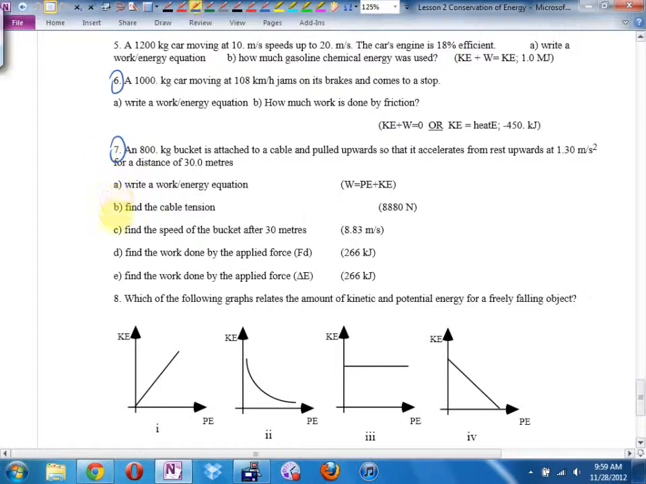Finding for number 7, the cable tension. mg down, tension up. Tension's winning because it says it's accelerating upwards. It even gave me the acceleration. Yeah, I would say winner minus loser equals ma. How would I get the tension by itself?